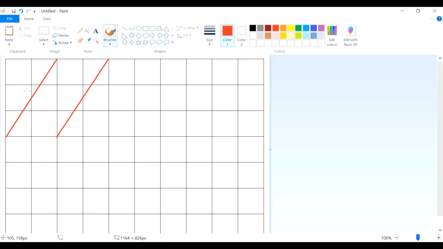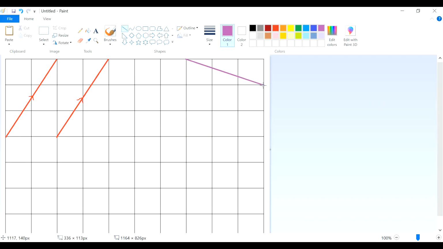Okay, and take note that for parallel lines, we will use an arrow to indicate that they are parallel. Now, let's say I have a different line. So for example, I have this line. So I can do the same thing.